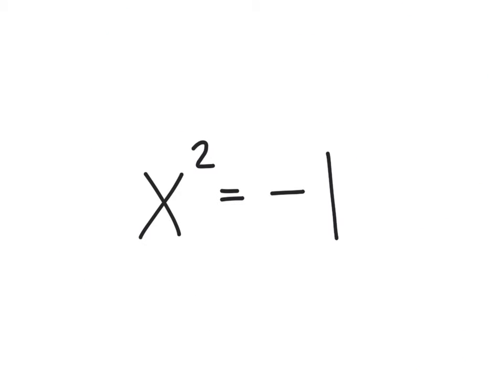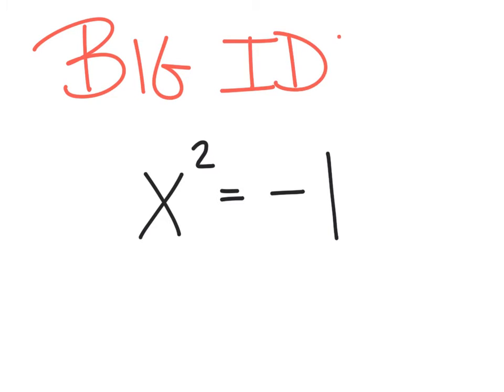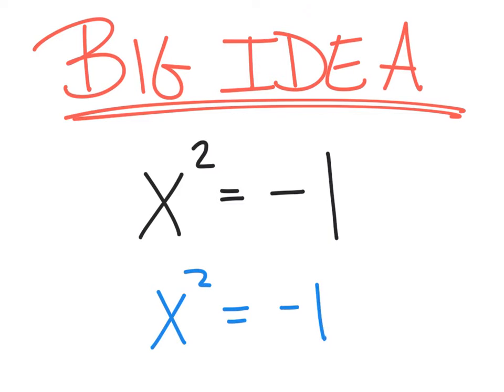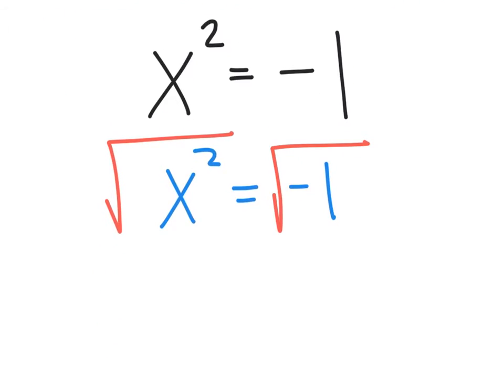All right, I want you to title this in big letters. Here is the big idea for today. x squared equals negative 1. Okay, and I want us to solve for x. So we're going to start by taking the square root of both sides, and we're going to rewrite it. So let's say x squared equals negative 1. Let's go ahead and take the square root of both sides. So this square and the square root are going to cancel out, and I'm going to get x.